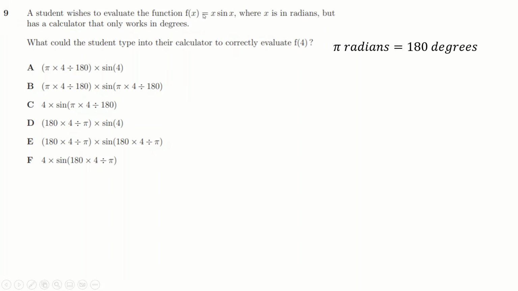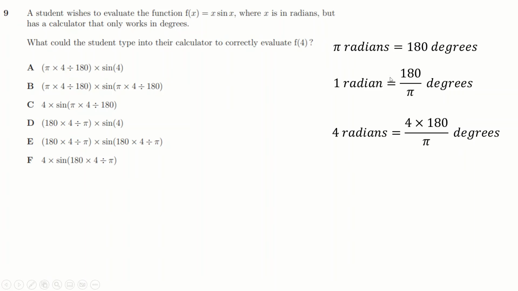Now, of course, pi radians is 180 degrees, and we want to type in 4 radians, right? Because they want to evaluate this in radians. The calculator only works in degrees. They want to evaluate 4 radians, but they need to find out what that number needs to be in degrees. So we need to find 4 radians. So divide by pi, then times by 4, and that will be how many degrees we have. So we put that many degrees in there. And then this doesn't change, that's still a 4, and then it's 180 times 4 divided by pi. So the answer will be F.